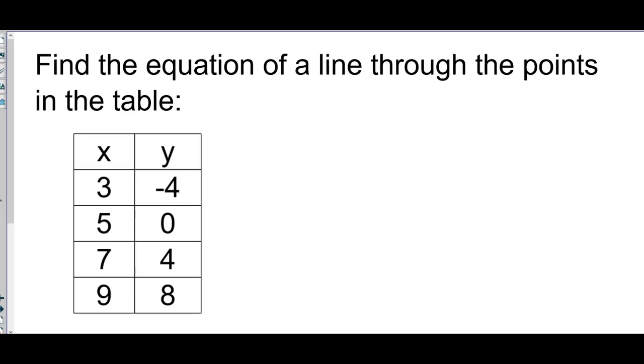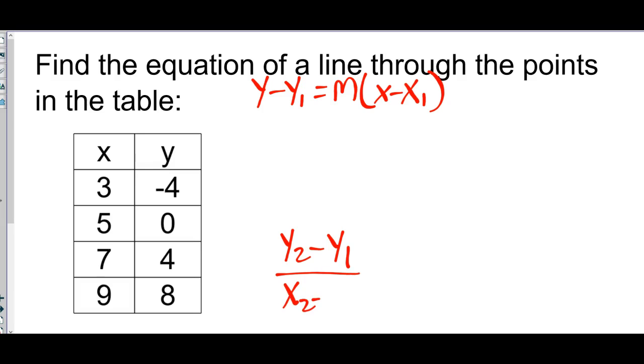Look at another example. Here we have a table. We're trying to find the equation of a line through the points in this table. Point slope formula again. y minus y1 equals m times x minus x1. I don't have the slope though. I have a bunch of points to choose from, but no slope. So the first thing I need to do is find the slope using the slope formula. y2 minus y1 over x2 minus x1. I need 2 ordered pairs in order to do this formula. I have 4 to choose from. I can choose any 2.